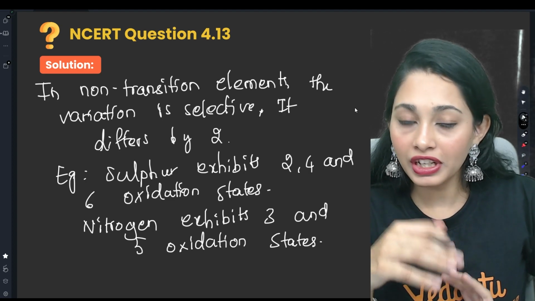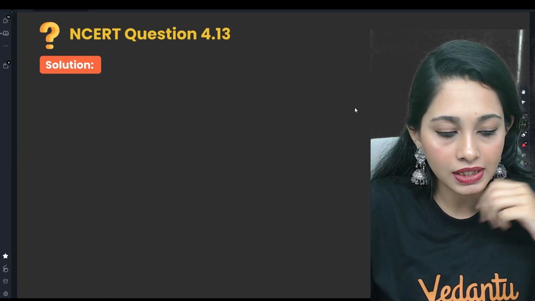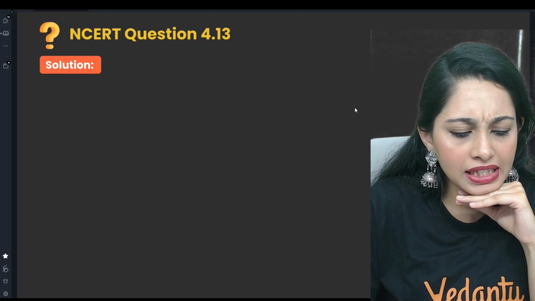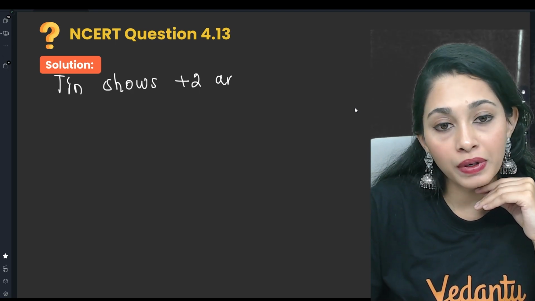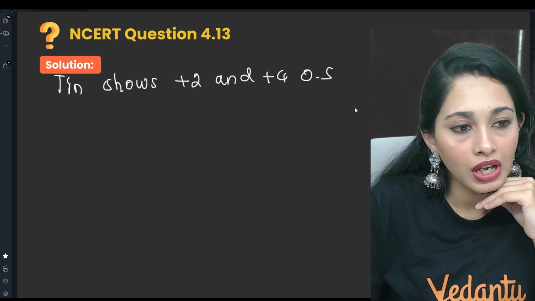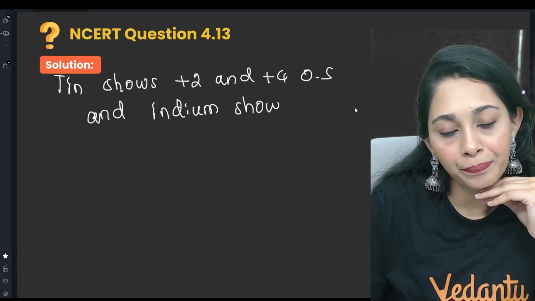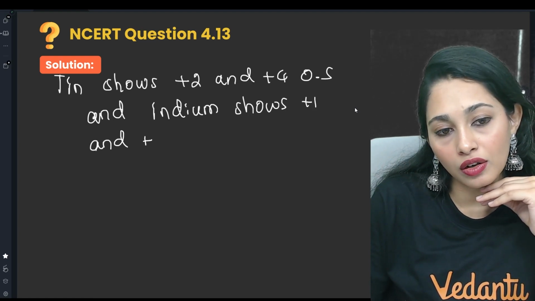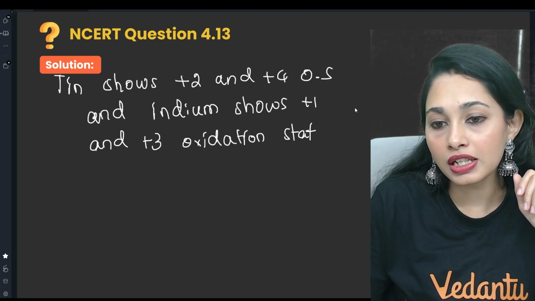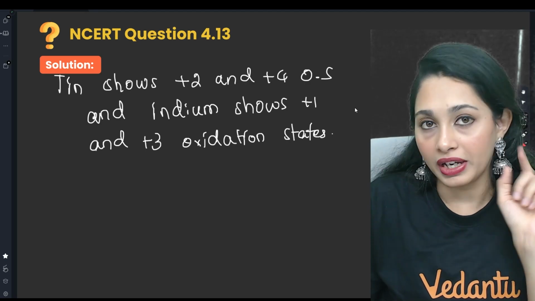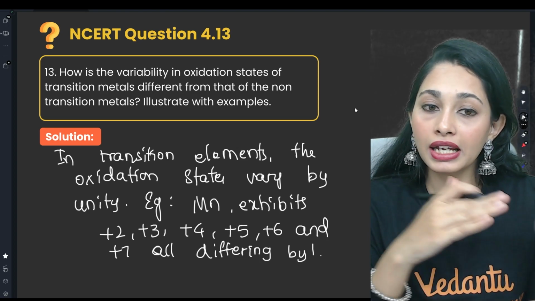But here, sulfur and nitrogen are not metals. These are non-metals. If we consider non-transition metals, we can take the example of tin. Tin shows +2 and +4 oxidation states. And we have indium. Indium shows +1 and +3 oxidation states, differing by 2. But in transition elements, the oxidation states vary by 1 unit. So this is about the variability in oxidation states of transition metals and non-transition metals. They are different.